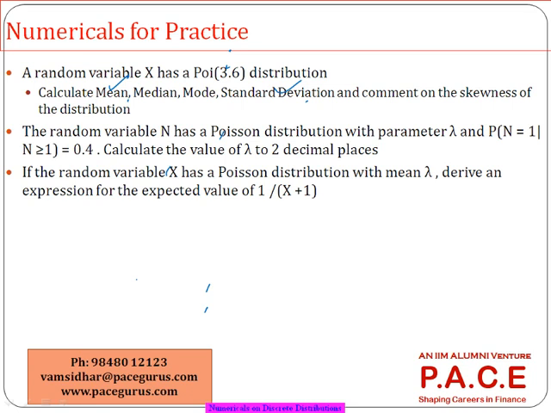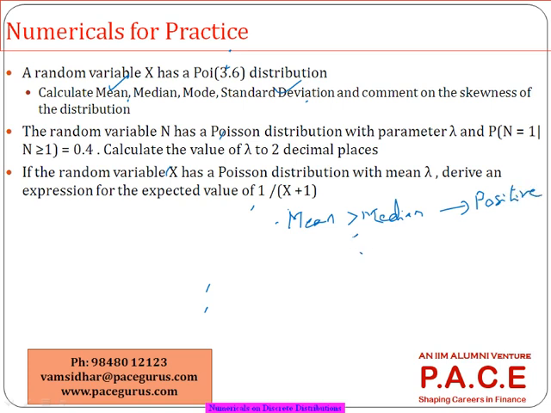And comment on the skewness of the distribution. How do we comment on the skewness? Simple way to comment. You don't need to compute the skewness. If mean is greater than the median, we'll say it is positively skewed.